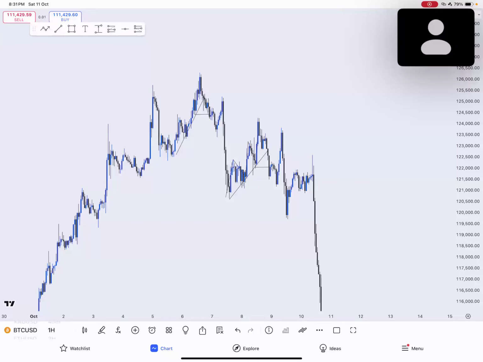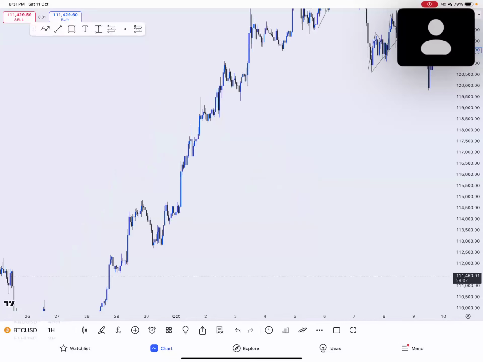So that is what I was trying to explain to you guys. Market structure shift is basically the indication that the current trend that price is on is ending and the new trend is about to begin in the opposite direction. I've explained market structure shift again. Hope you guys understand me now.